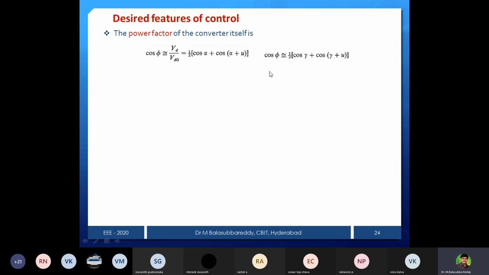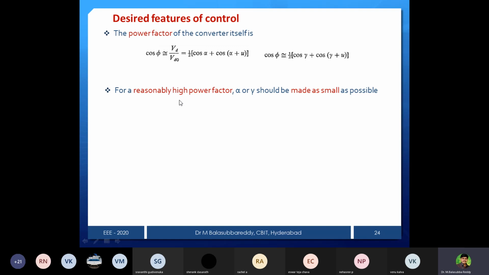And if we consider the inverter, what will happen is, instead of alpha it is replaced by gamma, which we noticed in the previous class. So now there is cos gamma plus cos of gamma plus mu. This is the formula for power factor on the inverter side, and this is the rectifier side.